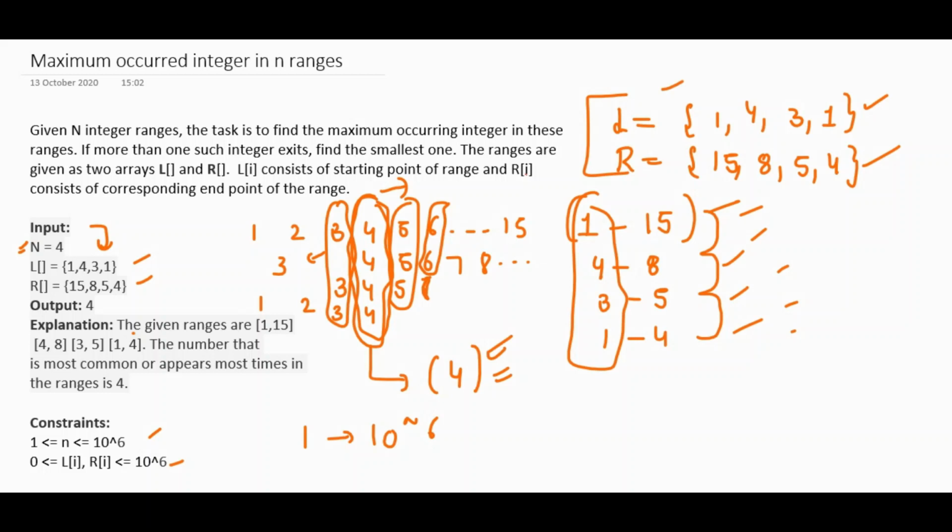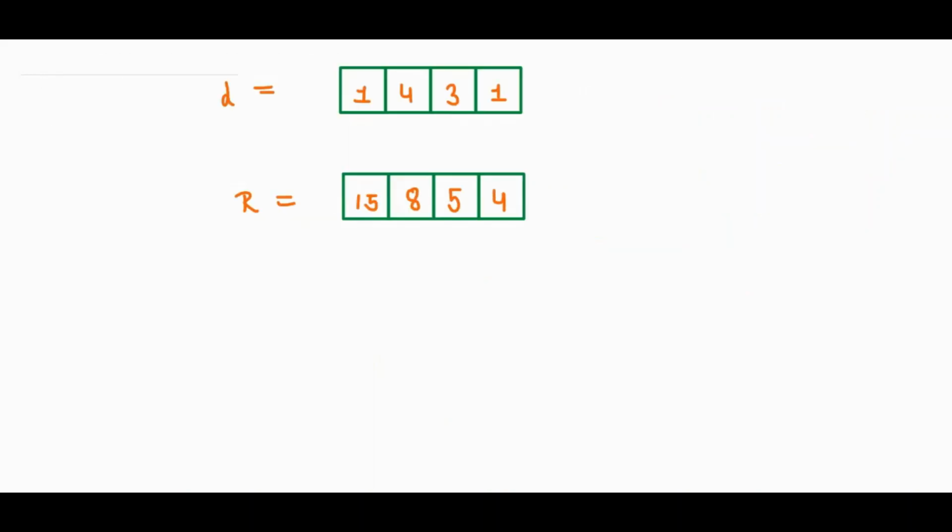We are given with two arrays, starting points of the ranges, ending points of the ranges, and we have to find the common element in these ranges which is occurring maximum number of times. Now let's see different approaches to solve this. So let's see the first approach. We are given with these two arrays L and R. The ranges are from 1 to 15, 4 to 8, 3 to 5 and 1 to 4, and we have to find the common element in all the ranges which is occurring maximum number of times. So first approach is very easy.